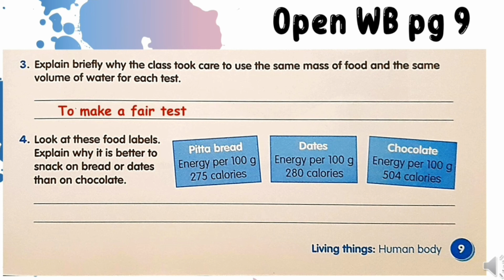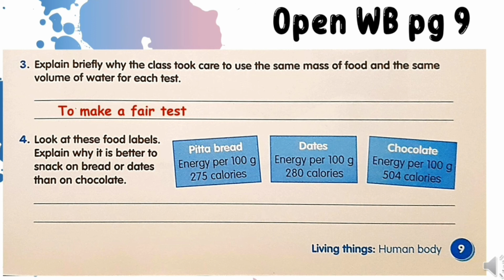Now the last question is, look at the food labels. They've given you 3 food labels here. Pita bread, dates and chocolate. And the energy is given. Energy per 100 gram for each is given. Explain why it is better to snack on bread or dates than on chocolate.